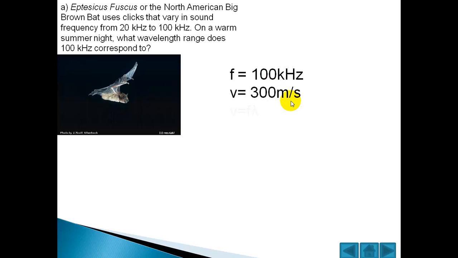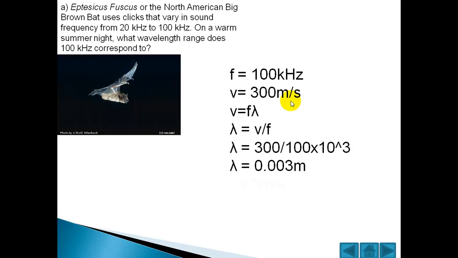Okay, this is the working. We end up with a wavelength of 3 millimeters. The significance of that is that we have a very short wavelength compared to the objects that he is searching. He's searching for moths and so on. So even if the moth is quite small, let's say 1 centimeter across, 2 centimeters across, the wavelength is much smaller than that, so it gets reflected from that, so he's able to detect it.